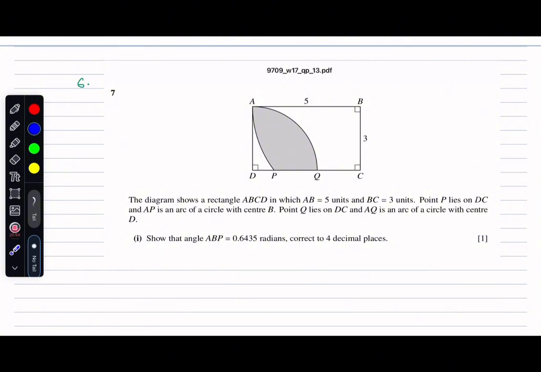So if we have this arc AP, then it's very much obvious that the radius for the arc AP should be 5 centimeters. BA then is going to be the radius to have an arc AP, and the radius then is going to be 5 centimeters. Point Q lies on DC, and AQ here is an arc of a circle with center D.